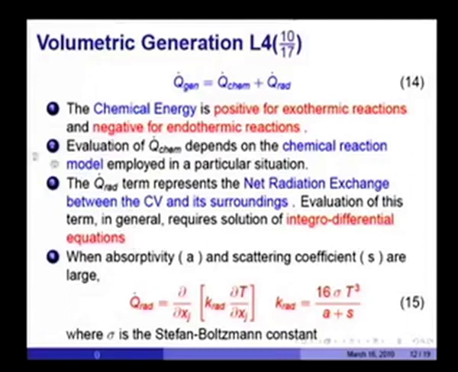So, when absorptivity and scattering coefficients are large, Q dot rad can actually be represented in a manner similar to the conduction equation, and the radiation conductivity can be defined as 16 into sigma T cube divided by A plus S, where sigma is the Stefan-Boltzmann constant that you are all familiar with. But remember, this kind of representation is justified only when the gaseous mixture has very high absorption and scattering coefficients.